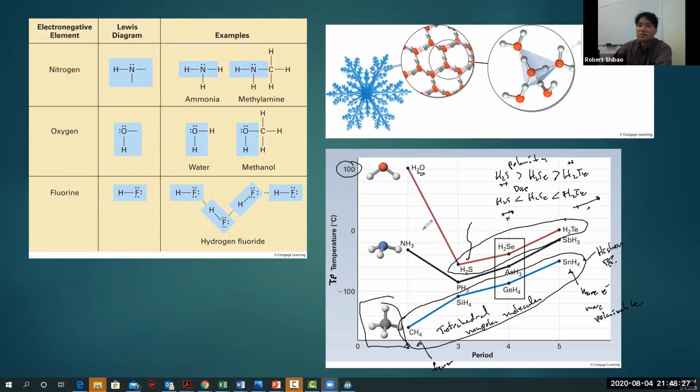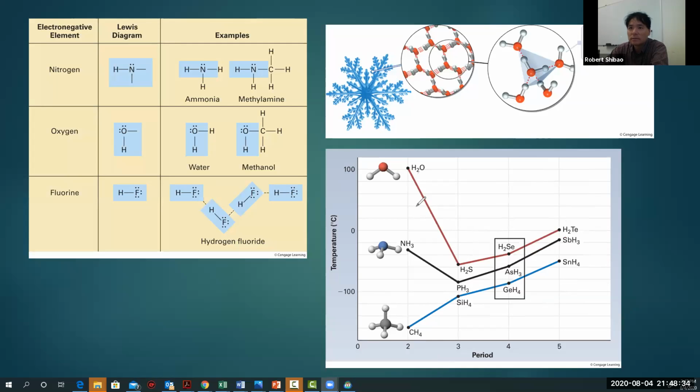So this chart is very confusing, but basically it's this. The more electrons we have, the stronger the dispersion force is, the higher the boiling point. The more electrons we have, the higher the boiling point, because more electrons means bigger instantaneous dipoles, which means stronger dispersion forces.